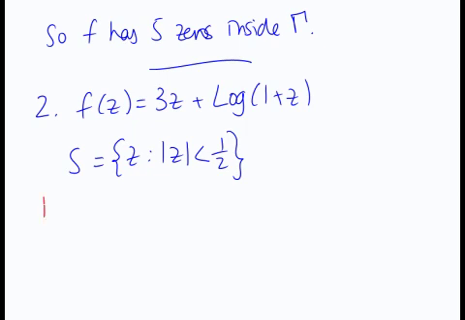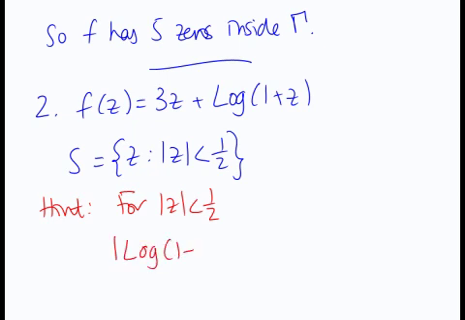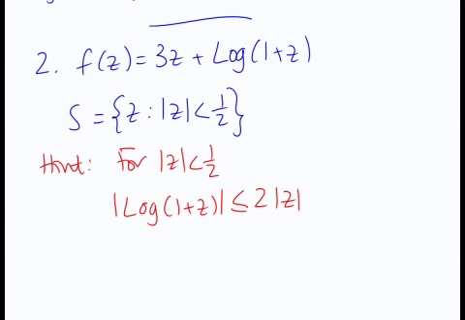And there's a hint here that I'm going to give you, which is that for the modulus of z less than a half, the modulus of the log of 1 plus z is always less than or equal to 2 times the modulus of z. Now I'll leave you to think about that hint and how it is correct. You can in fact prove it using a Taylor series about 0 for the log of 1 plus z. So you might like to have a go at that and check that you agree with that statement. Because once I've done that, in fact, everything else should follow.